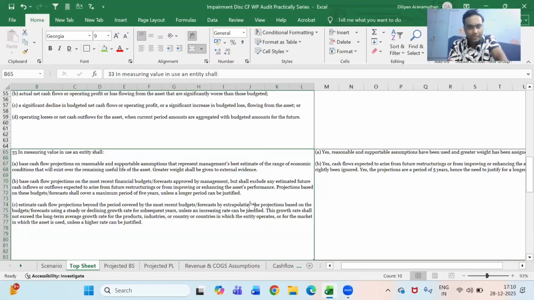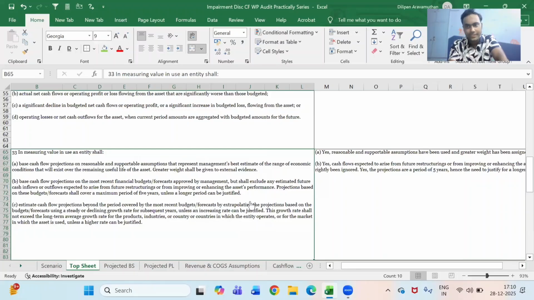Another very, very important point which Ind AS 36 tells you is that your projections should be for a maximum period of 5 years using the discounted cash flow approach. And if you're using a period of more than 5 years, then you need to provide a valid justification. In our audit clients which we have looked into, we have not seen a case wherein the client has projected for more than 5 years.